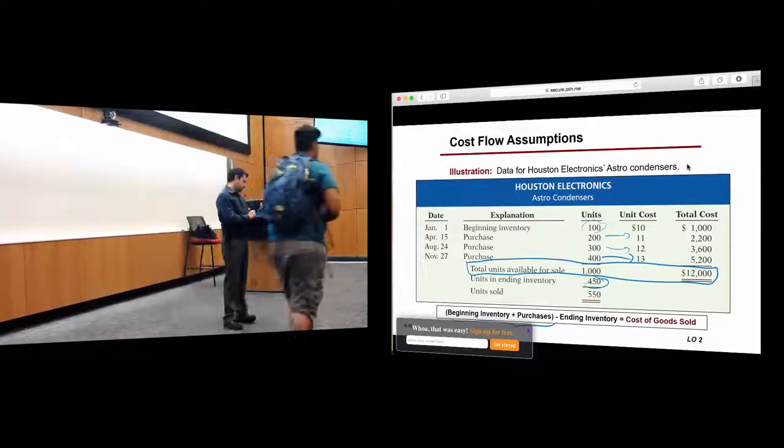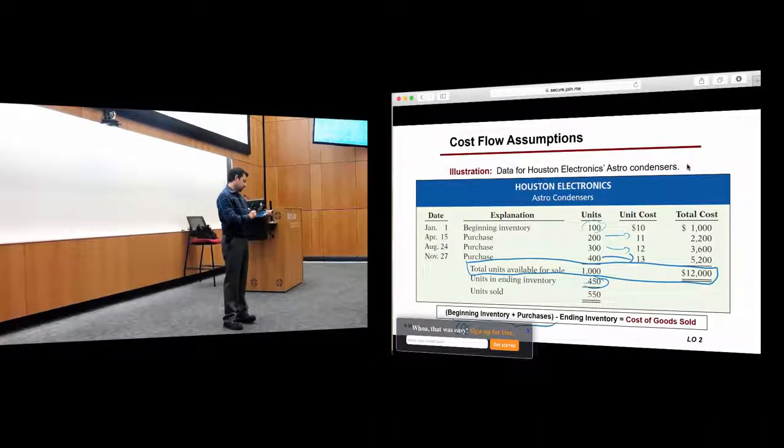So this will give you cost of goods available for sale, right? This is basically what the company could have sold during that period. Okay?